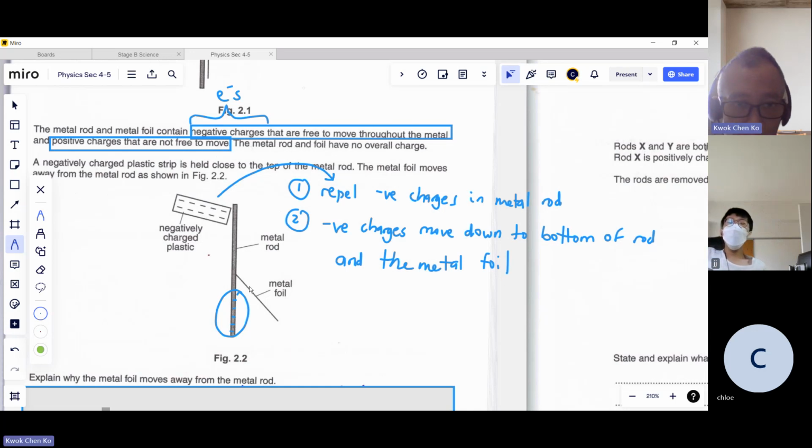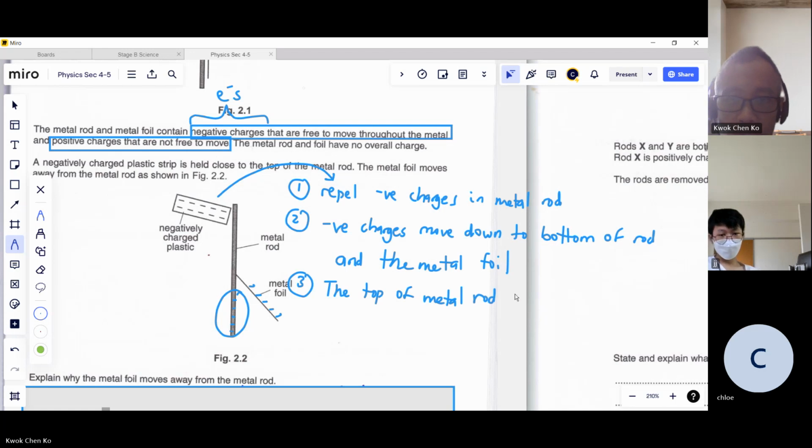So the metal foil will also receive some of the negative charges, or actually electrons. This part you really have to mention it. Now, perhaps not so important, but just to make sure you're clear about that, the top of the metal rod here is left with positive charges.